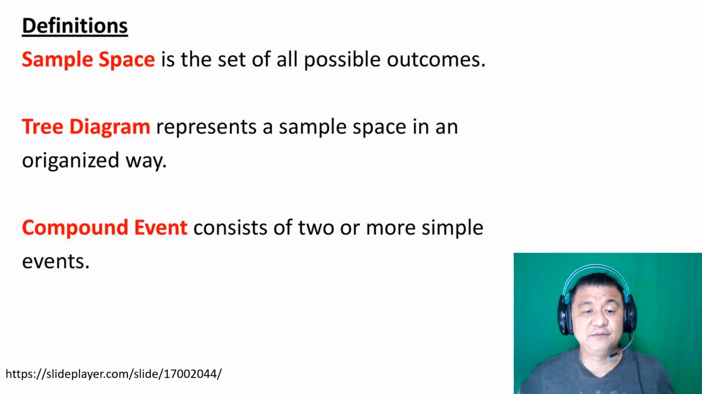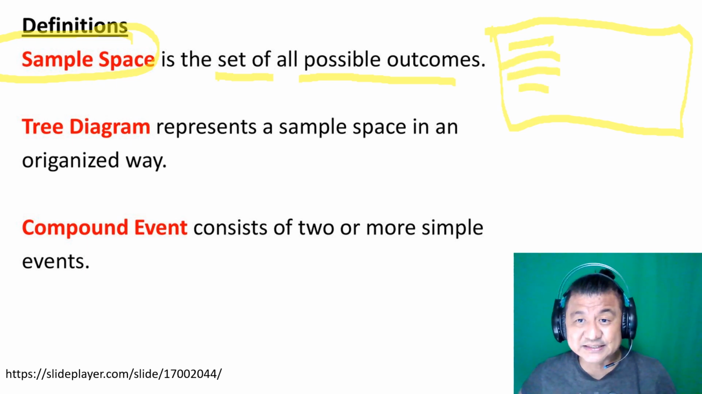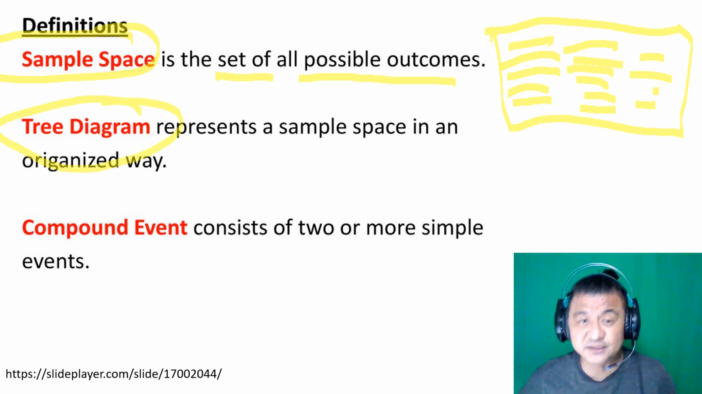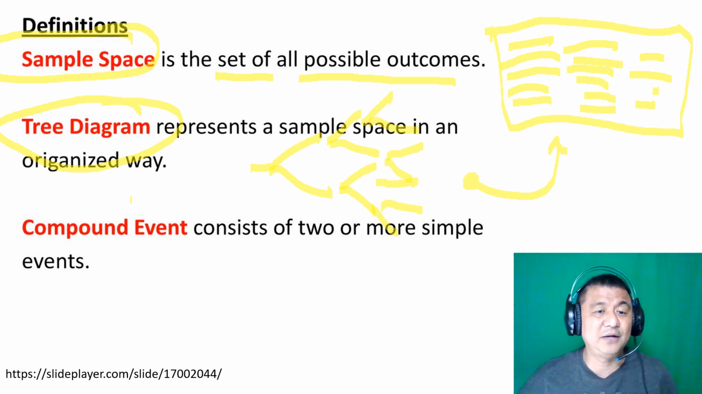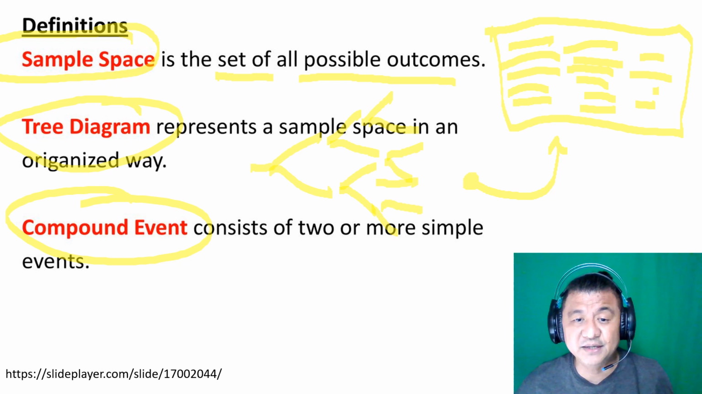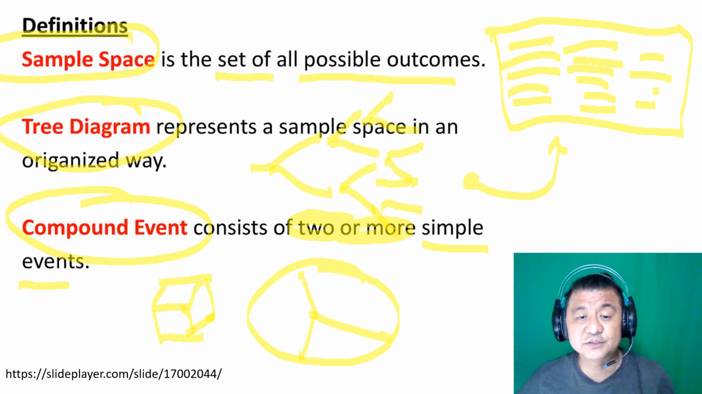All right, so let's start with definitions. Let's start with sample space. Sample space is a set of all possible outcomes. It's a space, literally a space, where you write down possible combinations or outcomes, right? A tree diagram looks like a tree, right? A tree with branches and roots, right? Look at that. It is an organized way for you to list down all the possible outcomes. And compound events is not simply one simple event, but two or more simple events. You're just probably throwing a die or even spinning a spinner, but not just once, but two or more events.